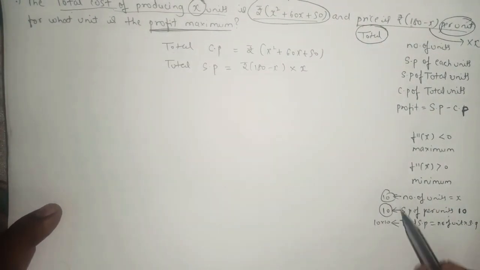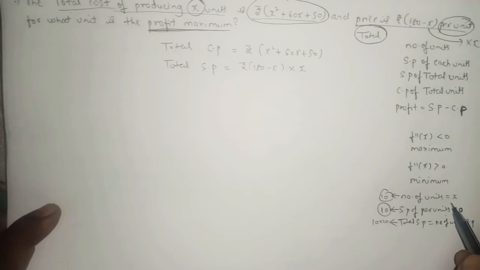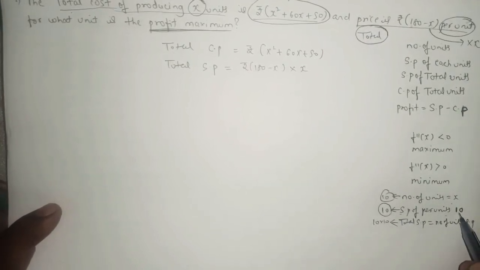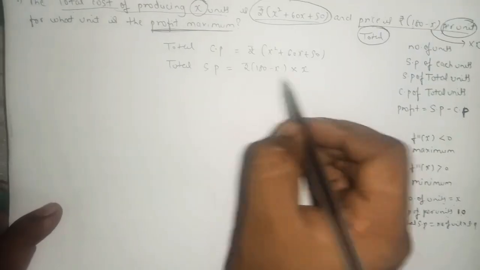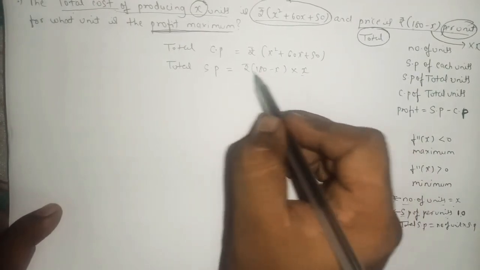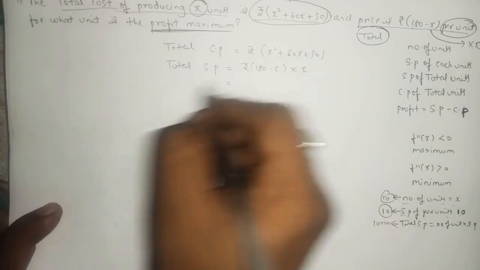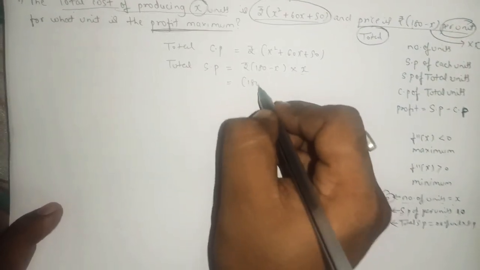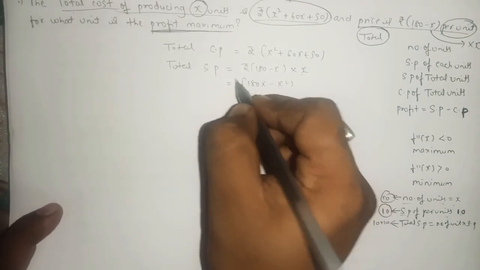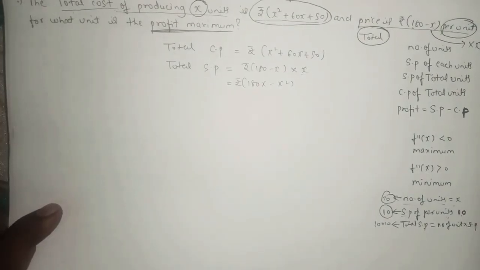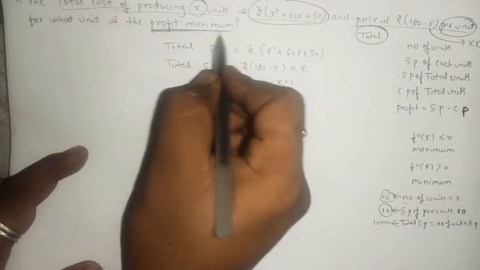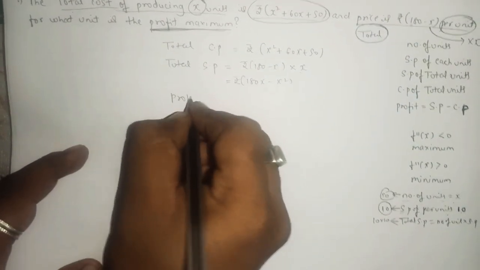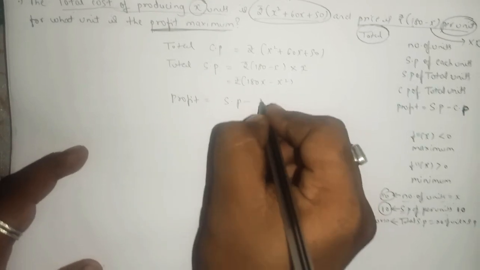So here I took one example. Suppose the number of chocolates is 10 and the selling price for per chocolate is 10. So what will be the total selling price? It will be 10 into 10. So that is what I did: number of units into selling price per unit, so that you will get the total selling price. So here the total selling price will be 180x minus x square. So here we got the total cost price and selling price. After getting these, the profit is maximum. We know the formula for the profit, that is selling price minus the cost price.